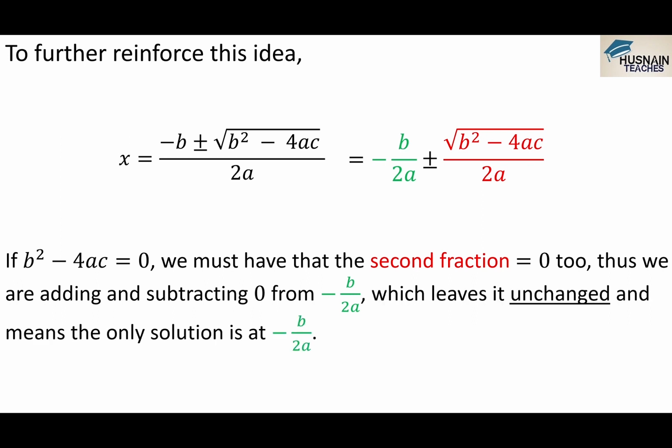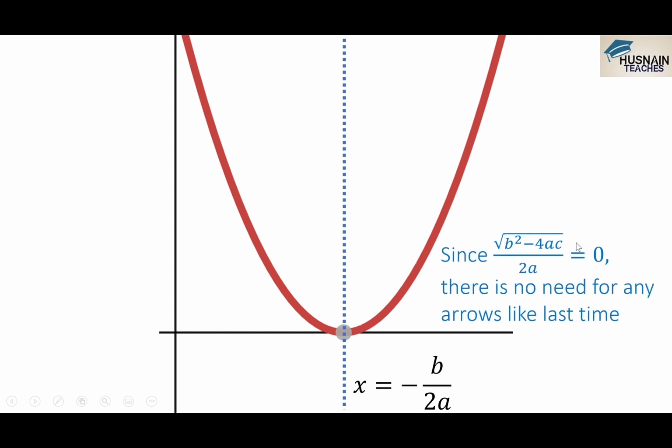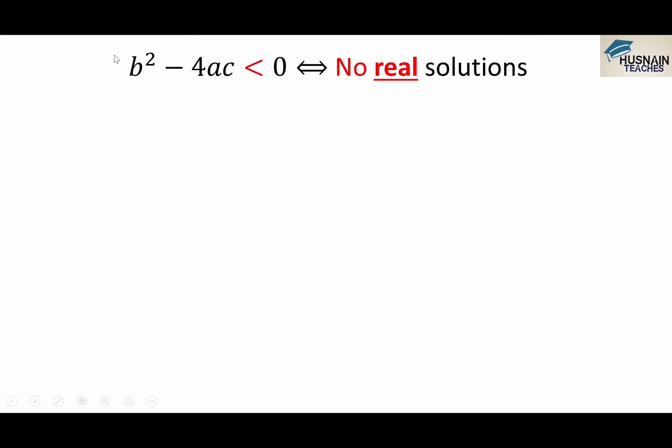So it means that the only solution must be at this number, i.e. on the line of symmetry. And again, let's look at this graphically. There's my line, x equals minus b over 2a, again the line of symmetry of the graph. Since this second fraction is equal to 0, we're not going to have any arrows like last time, because we're not going to be moving anywhere, right or left. We're going to be right here in the center, and there's only one solution. And so hopefully you can see that there's only going to be one solution when the discriminant is equal to 0.